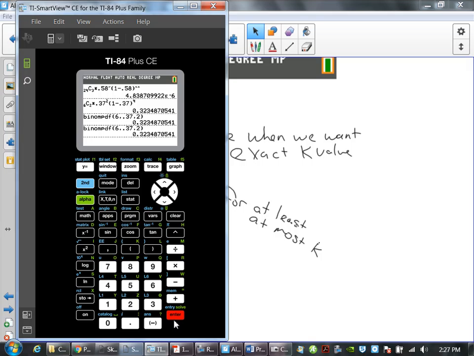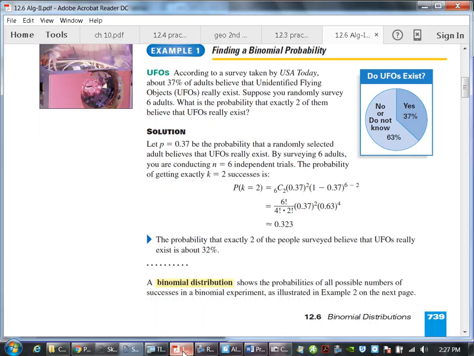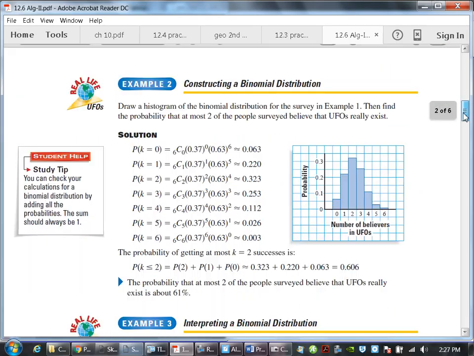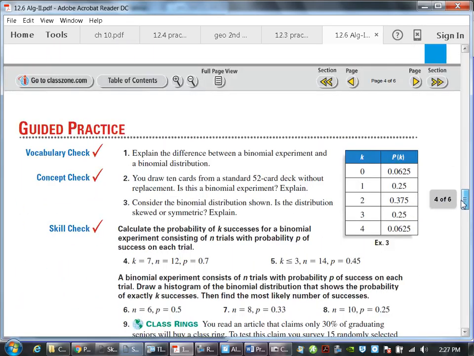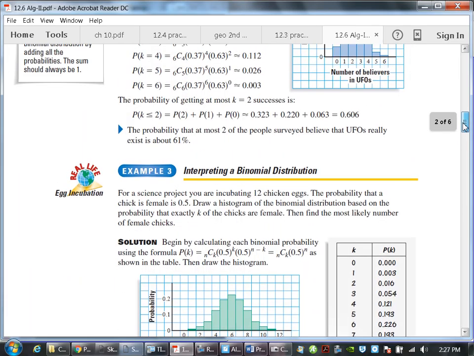It's quicker. Okay. So let me show you what the difference between the exact versus the at least at most. Here's the other one.